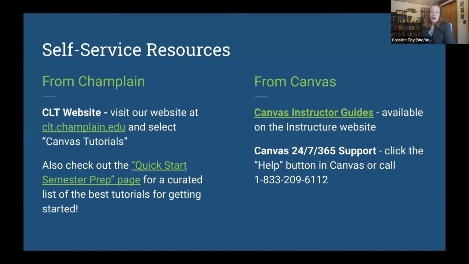If it really is 2 o'clock in the morning and you can't find what you need on the CLT website and you are desperate, we do have a solution for that. Canvas has a 24/7, 365-day-a-year support line, which you can call by phone. Or if you click that help button in Canvas on the left-hand side that I showed you earlier, you'll see the phone number there, and you'll also see a link to do a live text chat with a Canvas representative. At certain times of year, they may be slow, but at other times, in the middle of the semester, they may be very quick to answer your request.